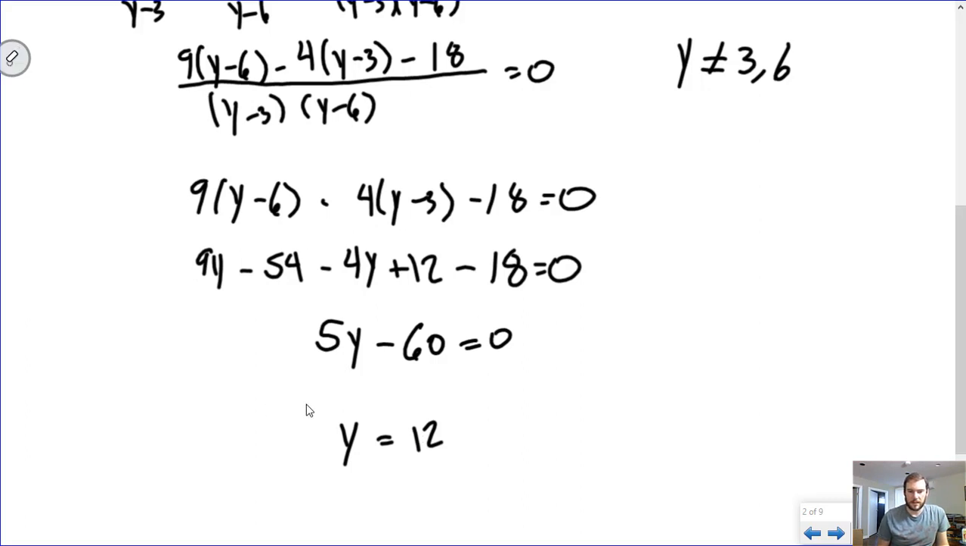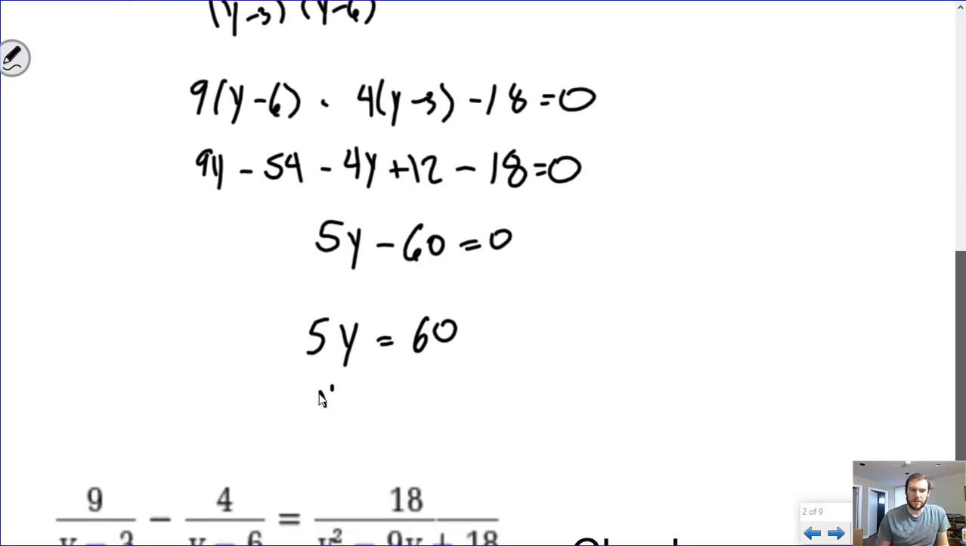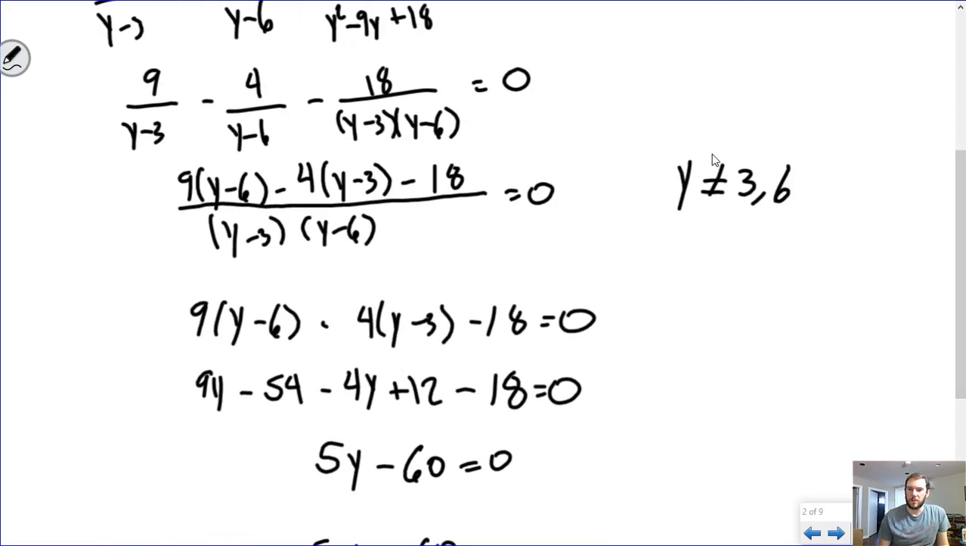Well, sorry, I kind of skipped a step there. 5y is equal to 60. And then we divide both sides by 5, we get y is equal to 12. So again, there's my possible answer for this rational equation. And up here were my non-permissible values, right?